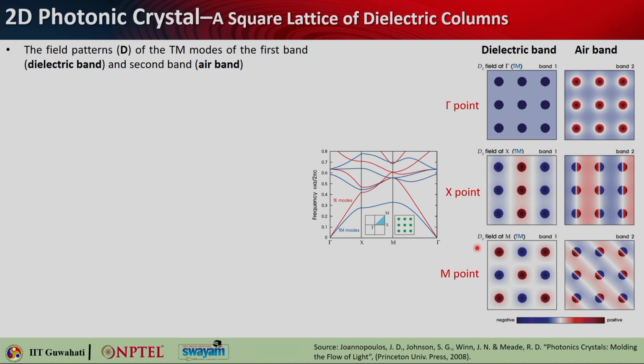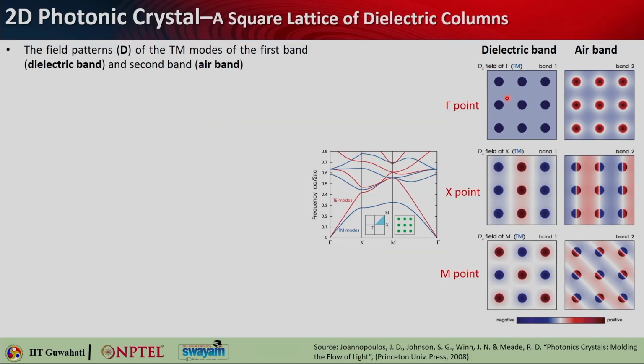Now, let us study the dielectric field of the TM modes of the first band, which is also called the dielectric band, and the second band, which is called the air band. What are this dielectric band and air band? Photonic bands above and below the band gap can be distinguished by where exactly the energy of that particular mode is concentrated. The energy of the mode can be concentrated in a high dielectric region, or high refractive index region, that is in this case the dielectric cylinders, or it can be in the air gap, that is the low dielectric region. That is how you can say that the higher frequency band is called the air band and the lower frequency band is called the dielectric band.